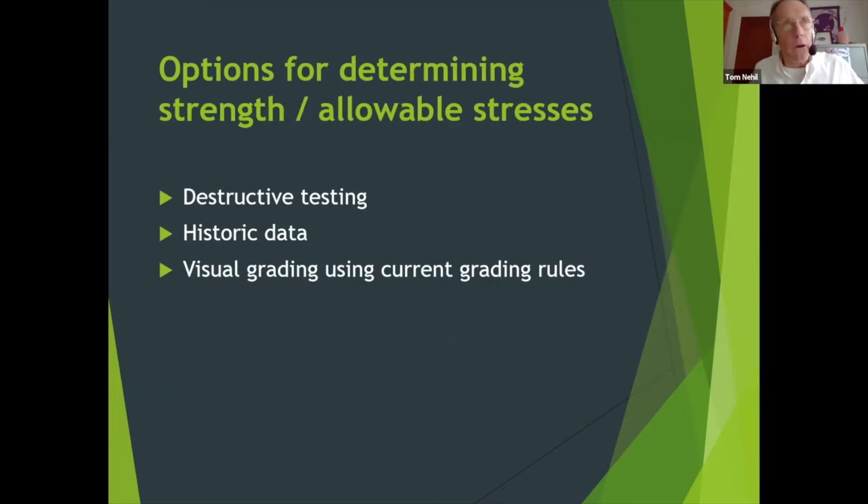Now you wonder about other options for determining strength of existing buildings, and destructive testing kind of comes to mind in steel structures, concrete structures. We're very used to cutting small samples out of the beams or the floors, and we take them to the lab and we crush them or we stretch them until they break, and we get some idea of how strong that material is.